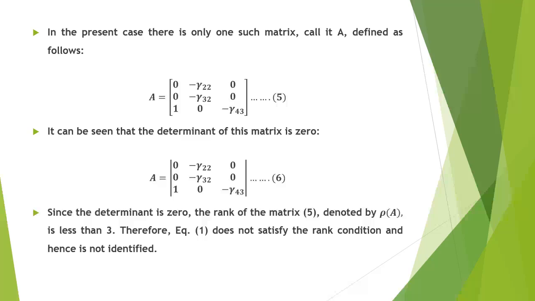It can be defined as A is equal to, in the following form, 0, 0, 1 minus gamma 2,2 minus gamma 3,2 and 0, 0, 0 minus gamma 4,3. It can be seen that the determinant of this matrix is 0. By finding the determinant of the matrix, you will get the value 0. Since the determinant is 0, the rank of the matrix, denoted by rho of A, is less than 3.